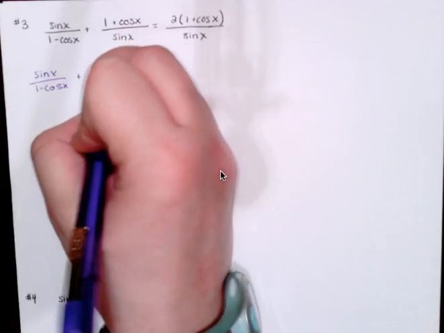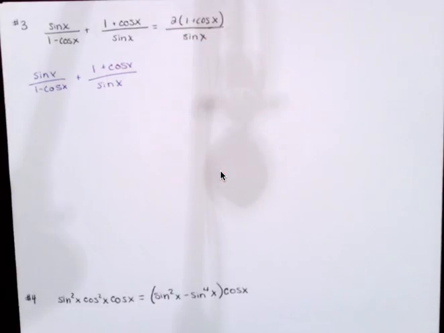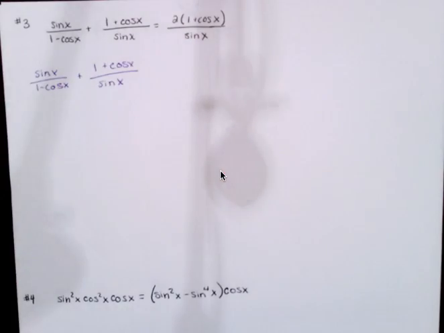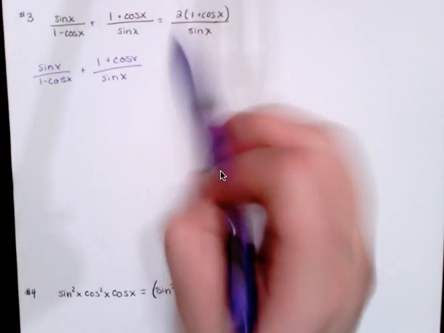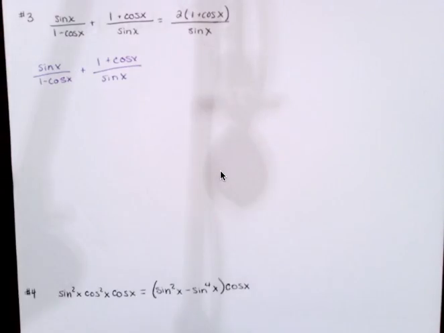Now, I don't see any trig identities. The main reason I know there isn't one is because I have no squareds. But I am dealing with a fraction, actually 2 fractions. I'm trying to add a fraction and a fraction. Well, to add fractions, we know we only want one fraction when we're done. So to add fractions, we get a common denominator.